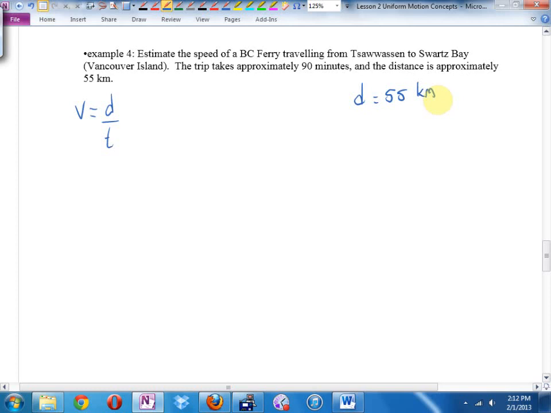I guess I need time. Did they tell me a time? I got a problem with 90 minutes. What's my problem with 90 minutes? I want either hours, or if I want to go meters per second. But since my distance is in kilometers, I think I want kilometers per hour. All right. Here's another note. How do we change minutes to hours? It is an hour and a half.